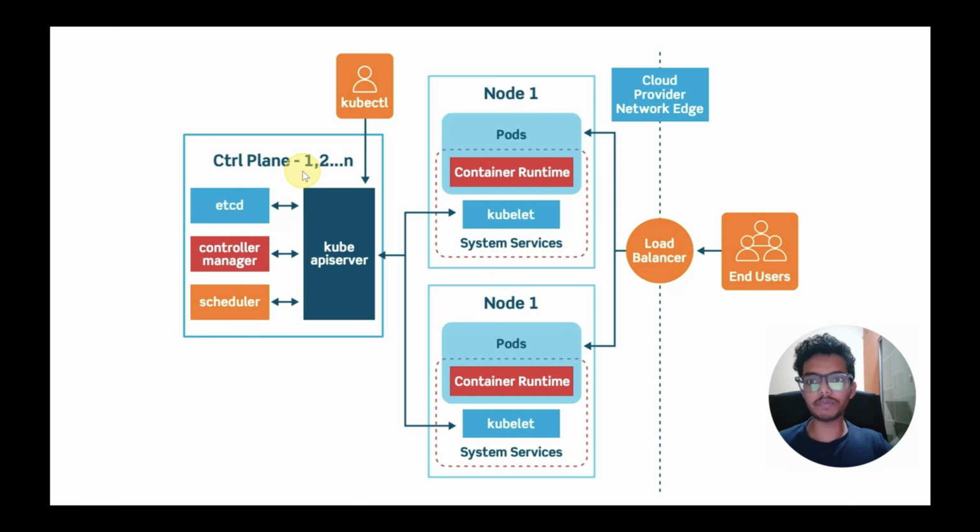First, let's check out the control plane. The control plane is like the boss in Kubernetes. It makes all the big decisions, like where to run the applications and what to do if something goes wrong. We have four components in the control plane: Kube API server, scheduler, controller manager, and etcd. Let's check out each of these components in detail now.